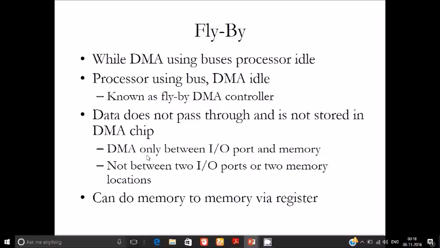So it is not between, in a sense, like, it can go from an input/output device to memory. It can carry or transfer the information through the permission of the CPU, but not between two memories, like from RAM to ROM or from cache memory to RAM. Memory to memory can be done only through a register, not with DMA alone. This is what we call flyby. So this topic is over.